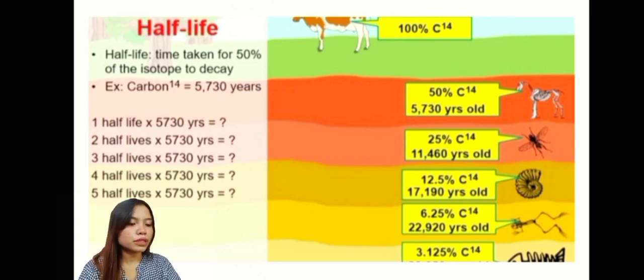So, how do we get it? The half-life of something is multiplied by the year equivalent to the half-life of an isotope. The half-life of the isotope carbon-14 is 5,730 years, right? Then, one half-life is 50%. If you are looking for one half-life, it is 1 times 5,730 years. Then, the result is 5,730 years.